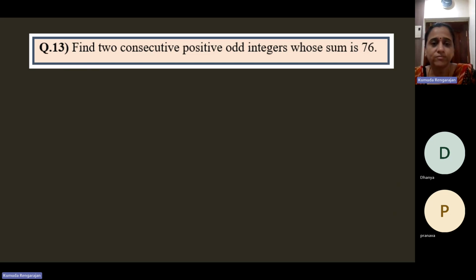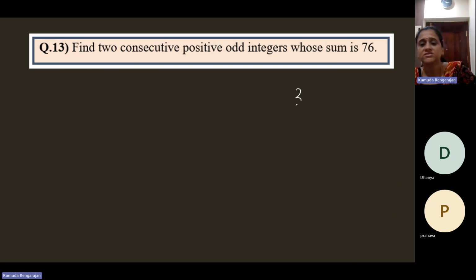Find two consecutive positive odd integers. Positive, you understand, positive means more than 0. Two consecutive means numbers that come one after the other. Consecutive, positive, that means more than 0. Odd integers.